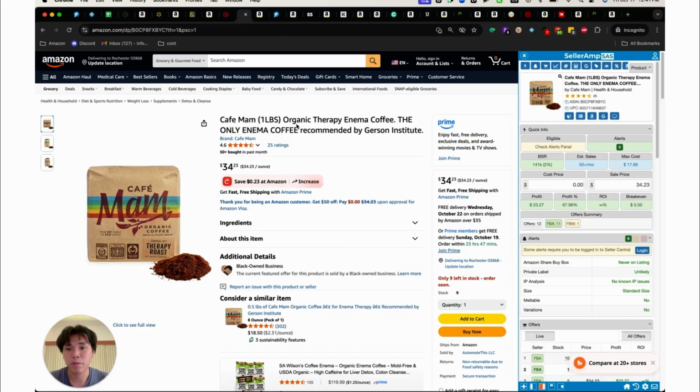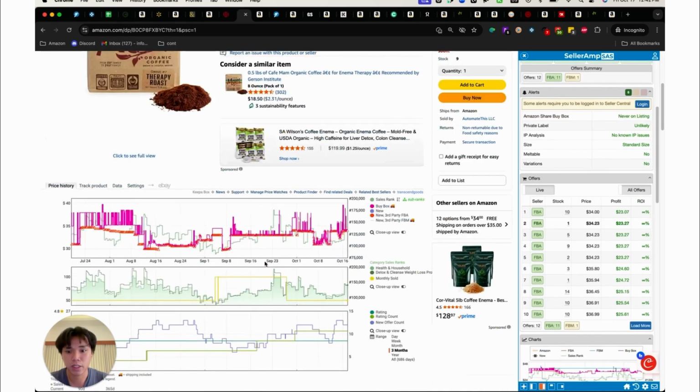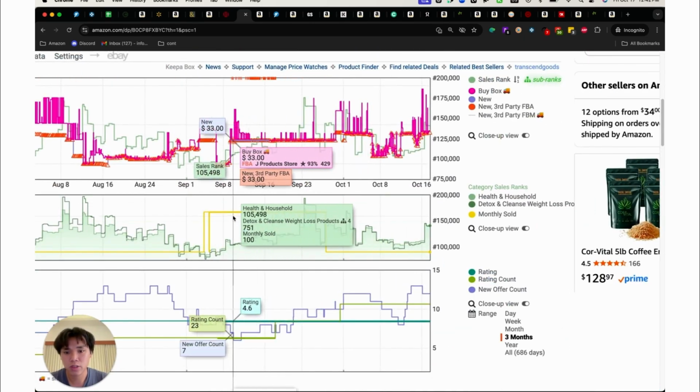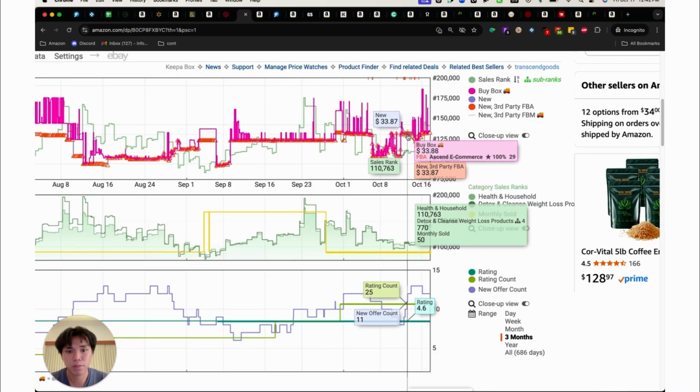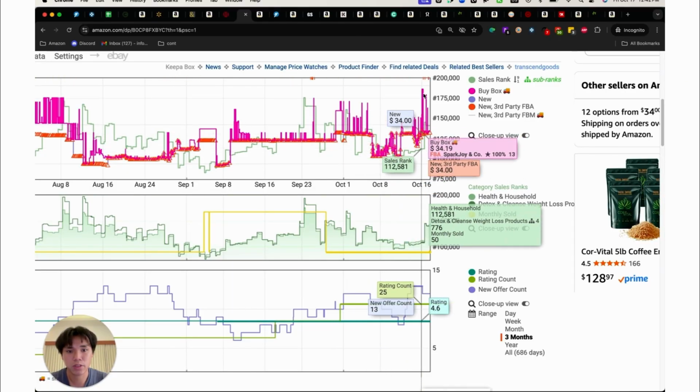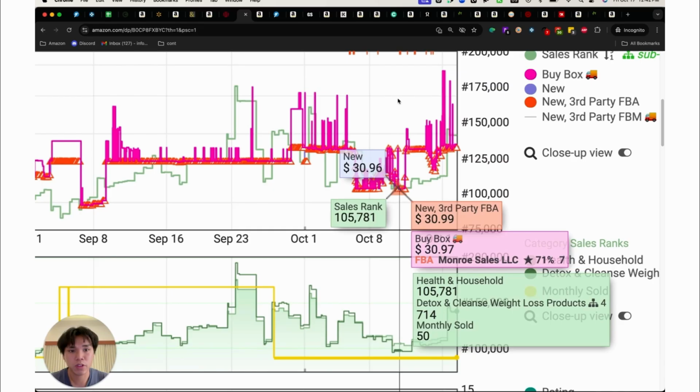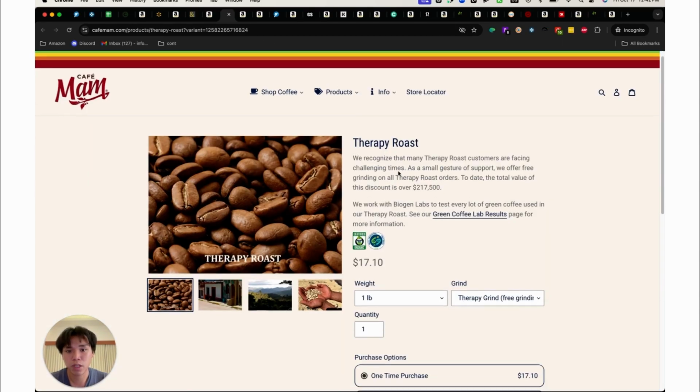And we have Cafe Mom, Organic Therapy, Anemia Coffee. I don't know what anemia coffee means, but 50 sales a month here. The buy box actually looks pretty decent because it used to sell for 100. It has some pretty good oscillation, not the best, but it does bounce from like 33, sometimes 31, to even as high as 39. So there is potential for profit here.